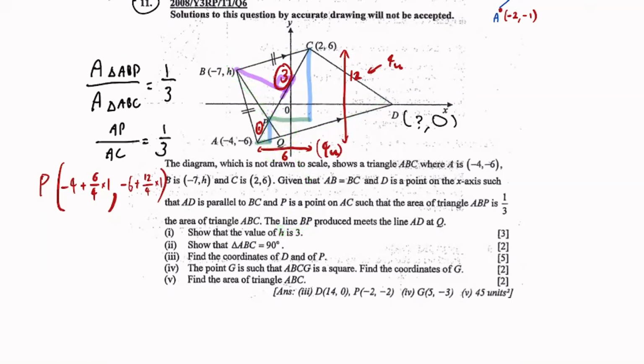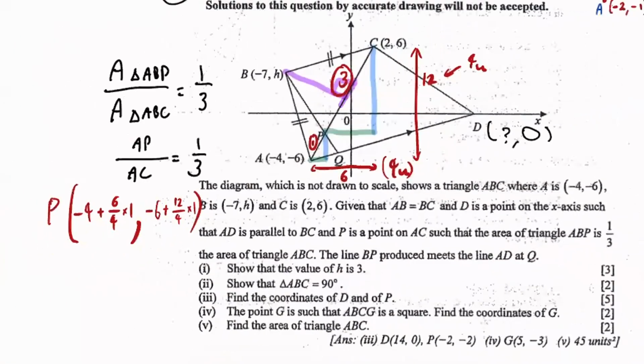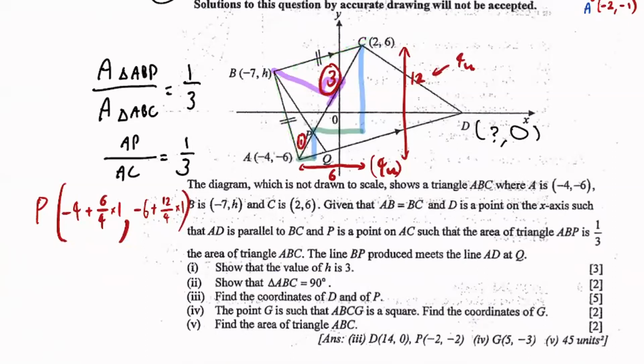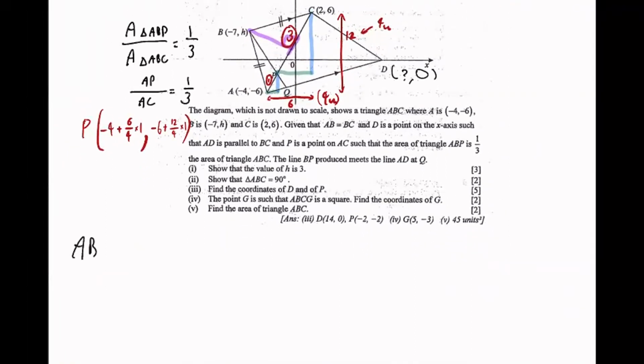Then show that the value of H is 3. What's H? Where's H? Oh, here, B is (7, H). Show that H is 3. How do you do that? Equal length, so AB equals BC. Okay, let's do that. Let's find AB first, step by step.